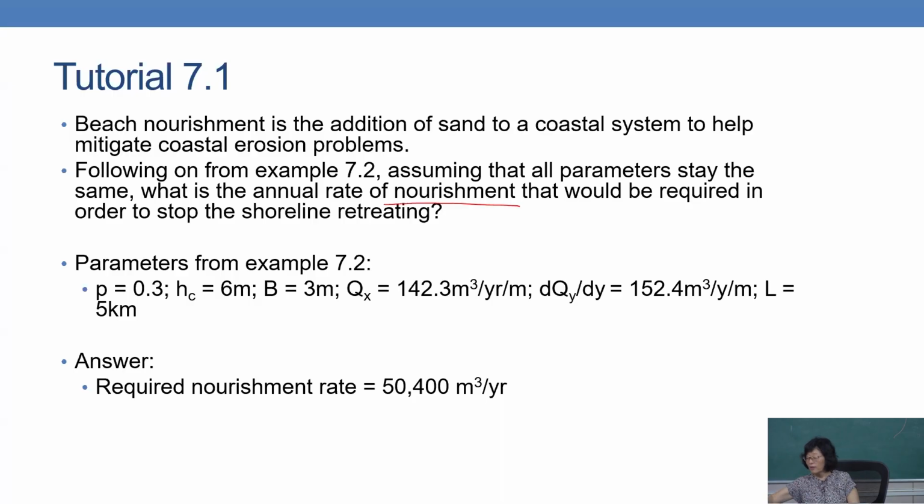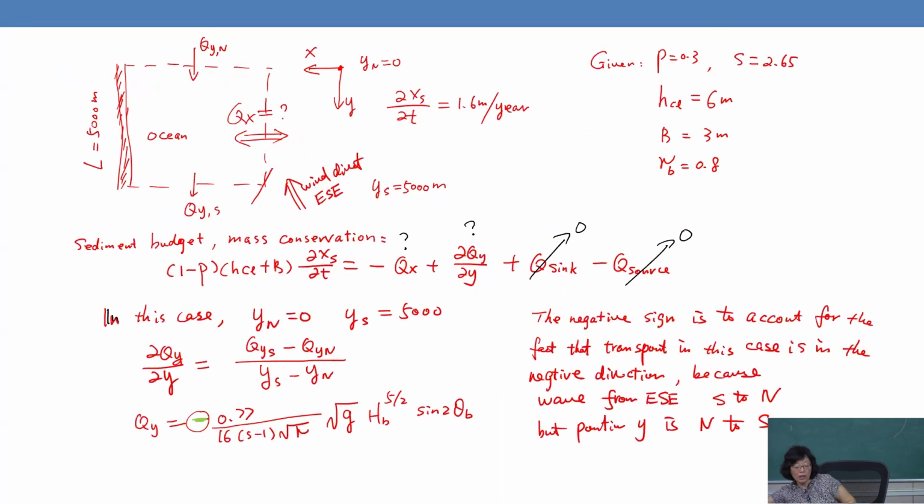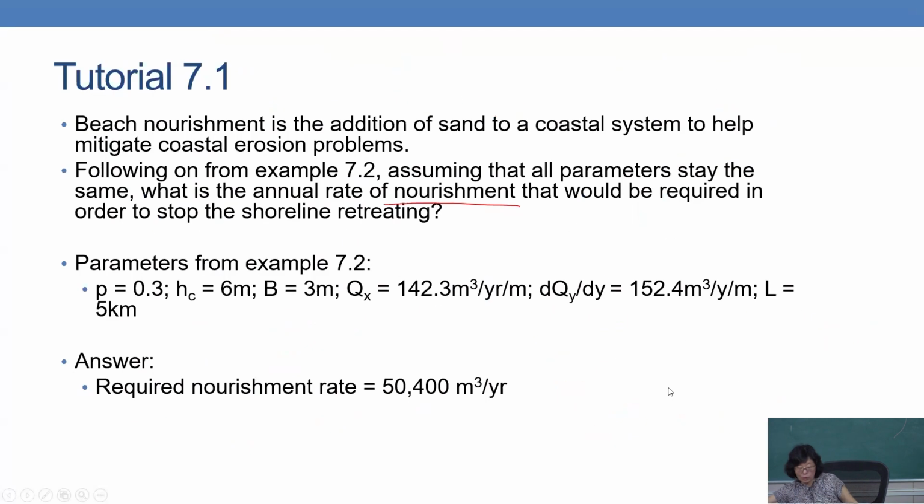You just use the same formula. Everything is the same. The only difference will be here, this part. This one goes to 0, correct? Because we don't want to have any retreat. But we have nourishment, which is a source. So this one is what you need to calculate. Other things are all the same. Yeah, so that's another way. So you can see this is this much sand for that 5,000 meter stretch of the coast. You need this much sand.